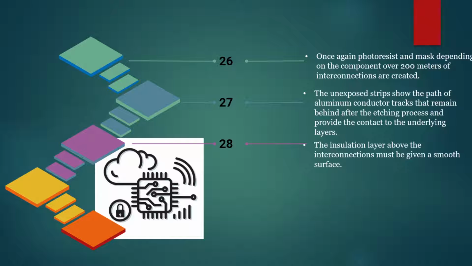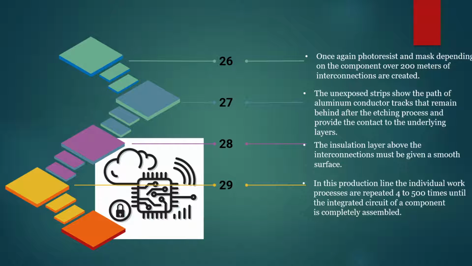The insulation layer above the interconnections must be given a smooth surface. In this production line, the individual work processes are repeated 400 to 500 times until the integrated circuit of a component is completely assembled. The steps I explained will be repeated 400 to 500 times until the microcontroller chip of a component is completely assembled.